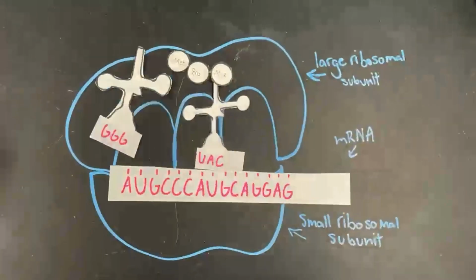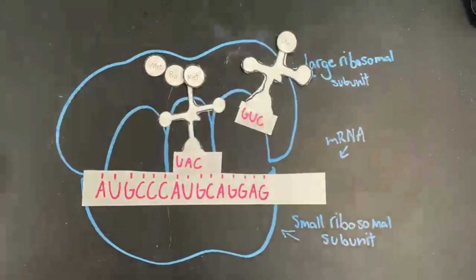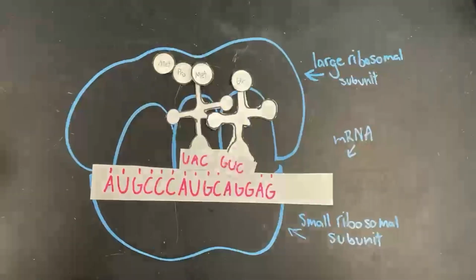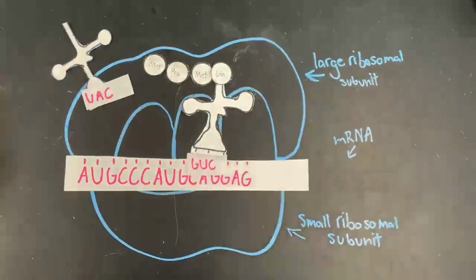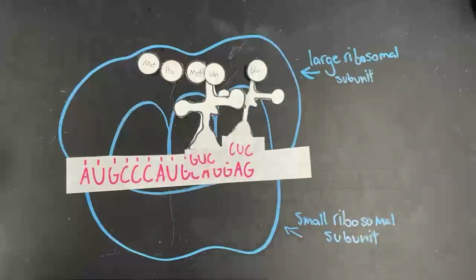They read the mRNA every 3 bases, which is called a codon. The tRNA lays the amino acids and connects each one to the previous one before leaving the ribosome. The process is repeated until a full amino acid chain is formed.